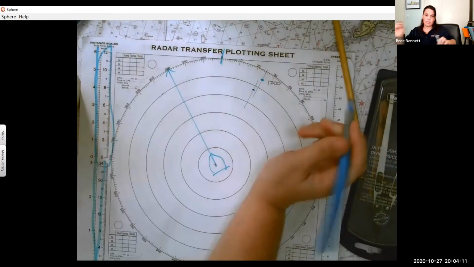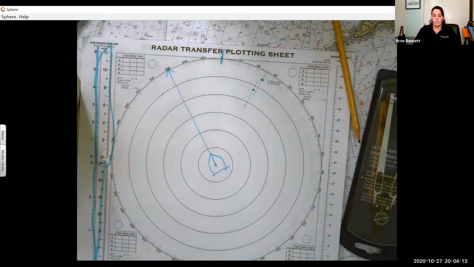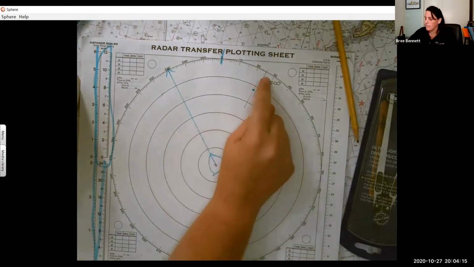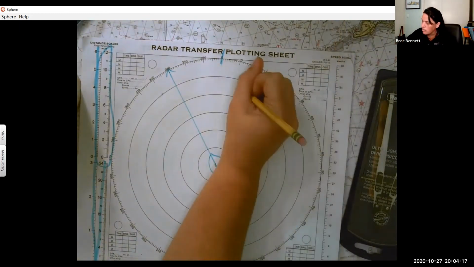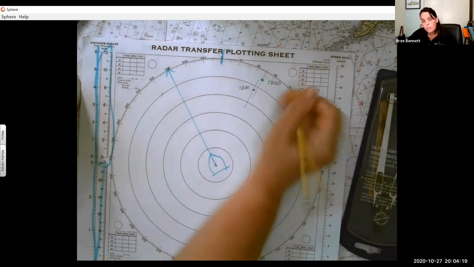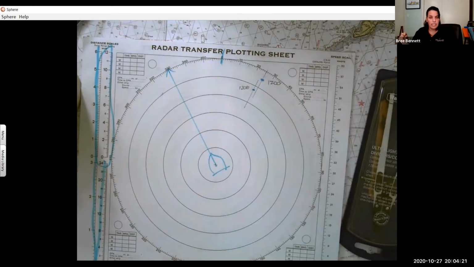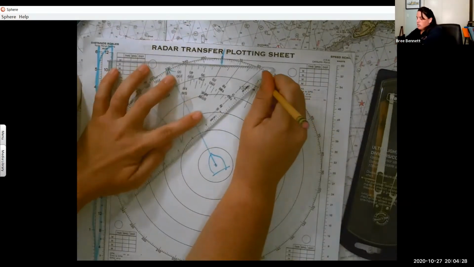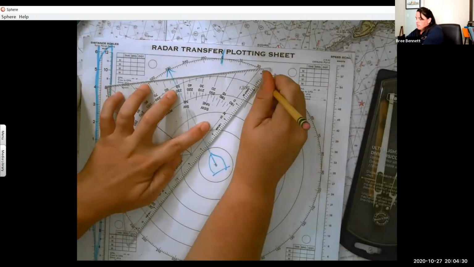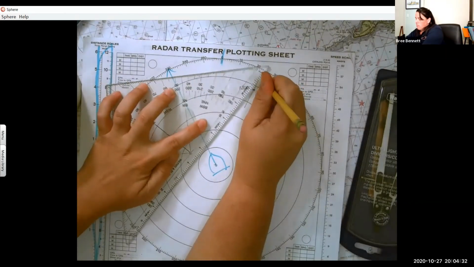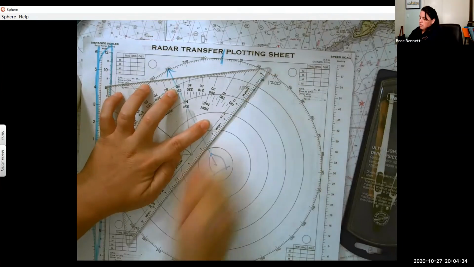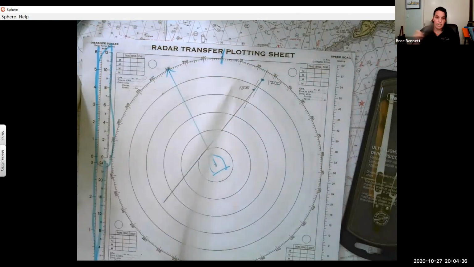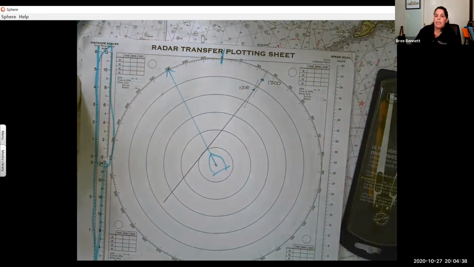Blip. There's a little dot. So now I can connect what happened at 12:06 and what happened at 12 to get a relative motion line. So if I connect these two, I am going to get a relative motion line.